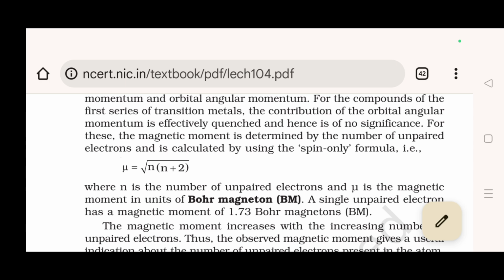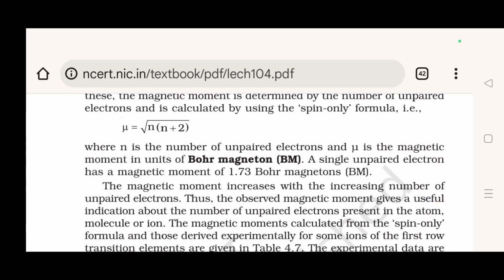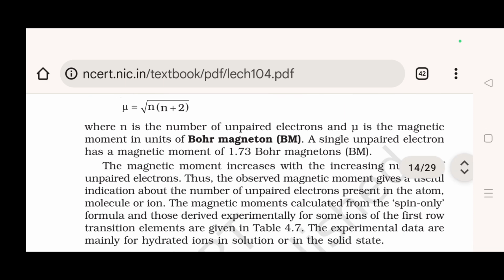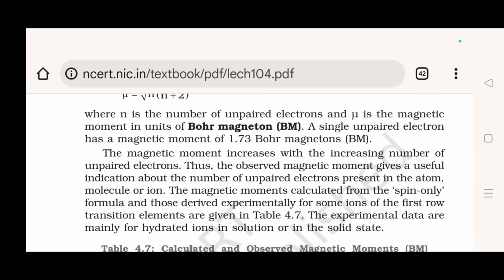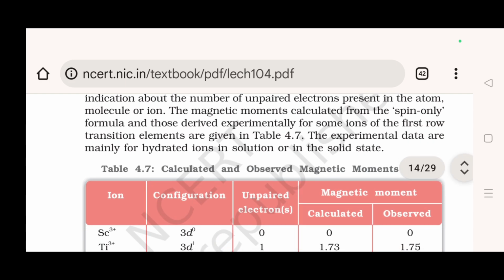A single unpaired electron has a magnetic moment of 1.73 Bohr magnetons. The magnetic moment increases with the increased number of unpaired electrons. Thus, the observed magnetic moment gives a useful indication about the number of unpaired electrons present in the atom, molecule or ion. The magnetic moment calculated from the spin-only formula and those derived experimentally for some ions of the first transition series is given in table 4.7. The experimental data are mainly for hydrated ions in solution or in the solid state.